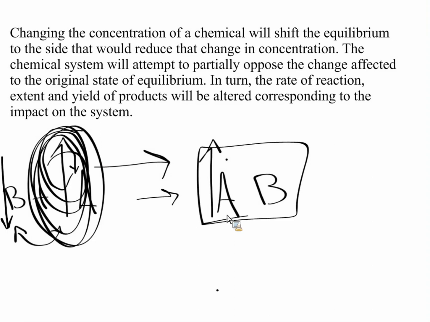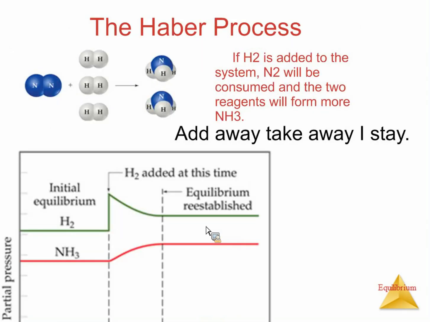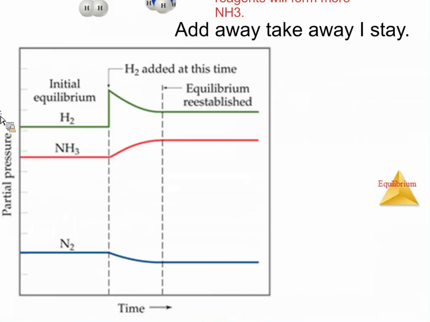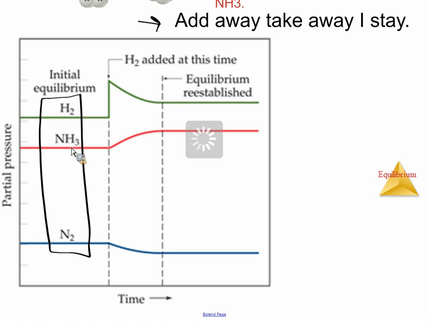All right. Since I said it, I'm going to assume you guys learned it perfectly. Did we talk about this graph? Yeah, this graph explains add away, take away, I stay as well. It explains everything we just barely said. So we had these 3 chemicals at equilibrium in the Haber process, and their concentrations were not changing. I come along and I add H2 to the system.